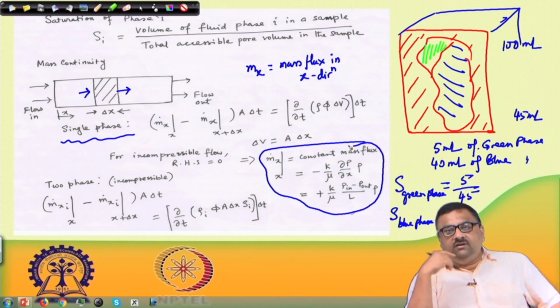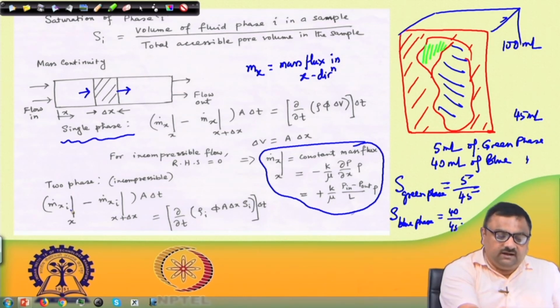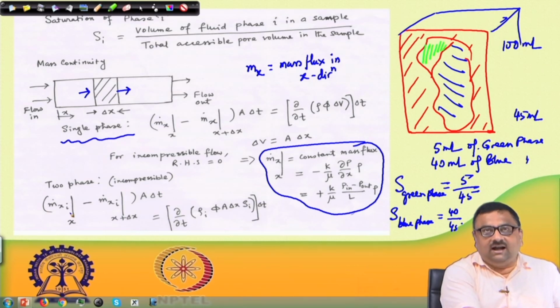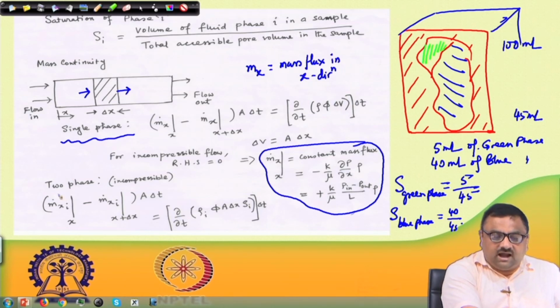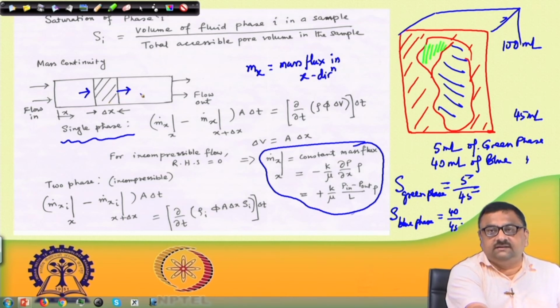But now we have a new ball game here, which is saturation. If we write the same thing for a two phase system, but incompressible, instead of writing only one phase, m_x, we have another extra subscript, i. So, we are looking at the ith phase. So, m_x for the ith phase at x minus m_x for the ith phase: the ith phase mass flux from the left minus the ith phase mass flux that is leaving from the right, multiplied by A delta t, exactly the same thing we are doing.